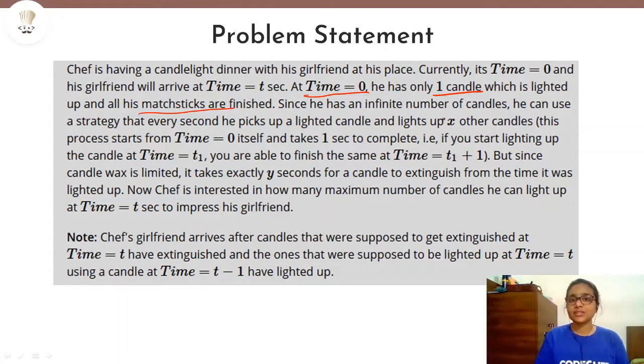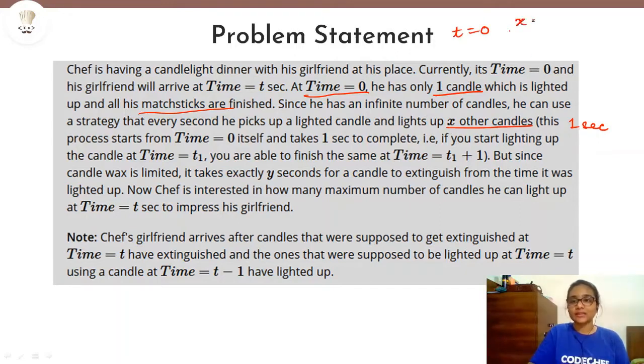So the condition that is given here is that every time chef can pick up one lighted up candle and he can light up X other candles in 1 second. So you see what is given? Suppose that at time t equals 0, he picks up the only one candle that he had to light up X other candles in 1 second.